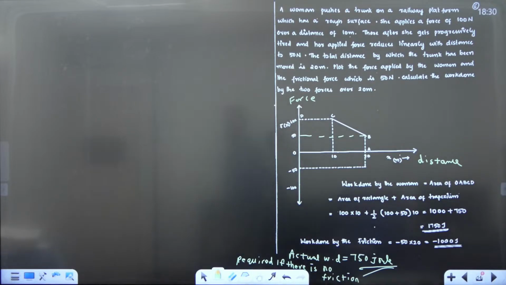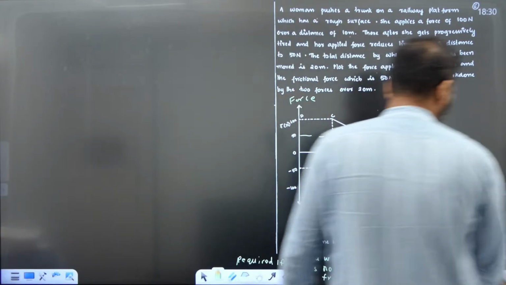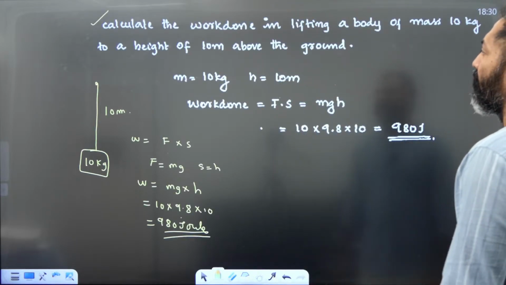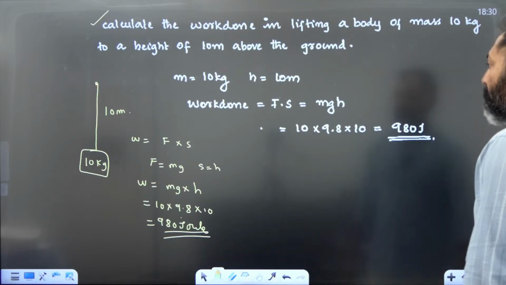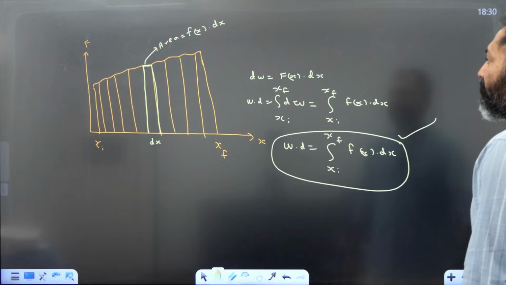Done, right? All of you noted. Done. So next problem. Calculate the work done. I think that is done. Work done by variable force. These topics are done.